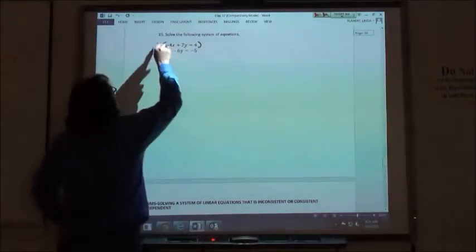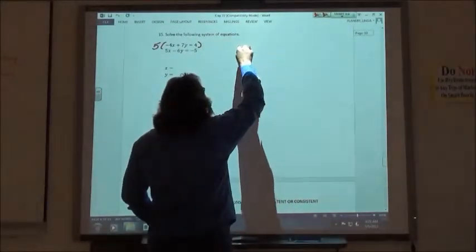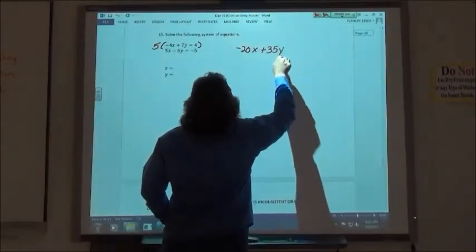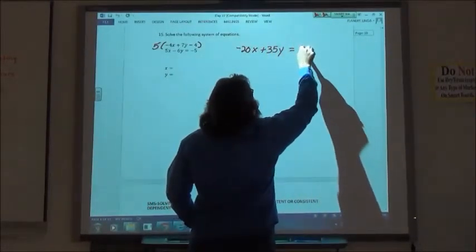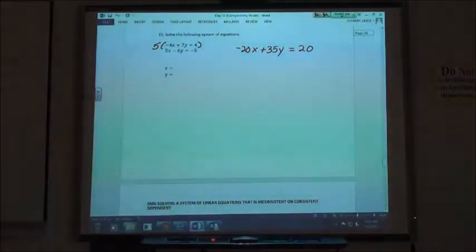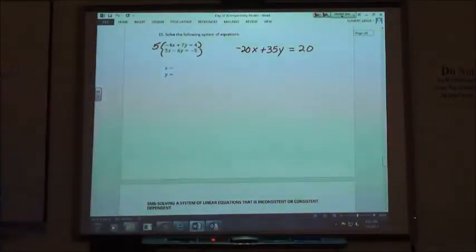If I take my top equation times 5, I'm going to get negative 20x plus 35y equals 20. Okay. So our top equation has a negative 20, which means our bottom equation we want to have a positive 20, right? So that means we're going to take our bottom equation times, not negative 4, because that would make another negative 20, right? We want one to be negative and one to be positive.